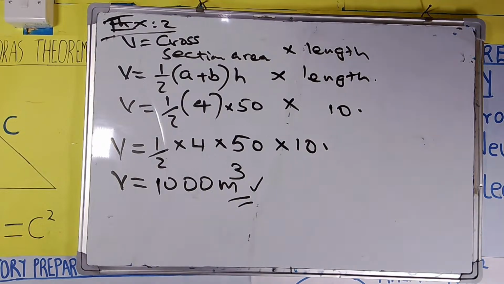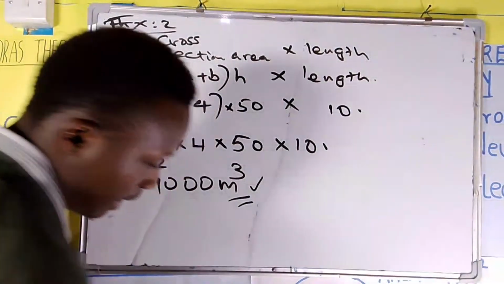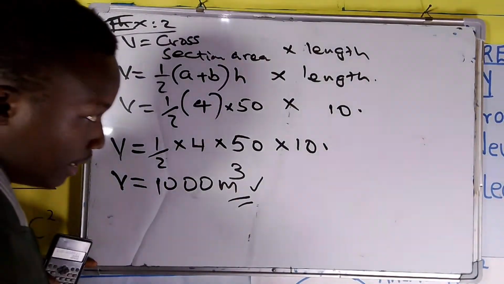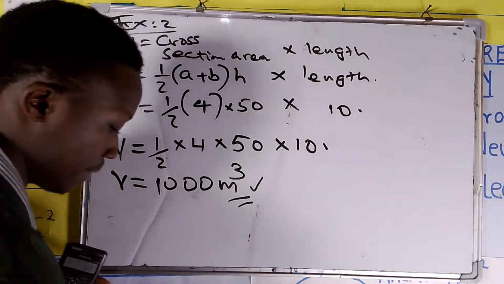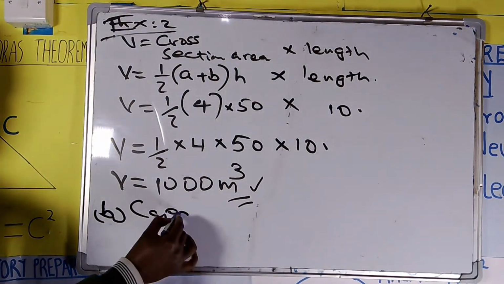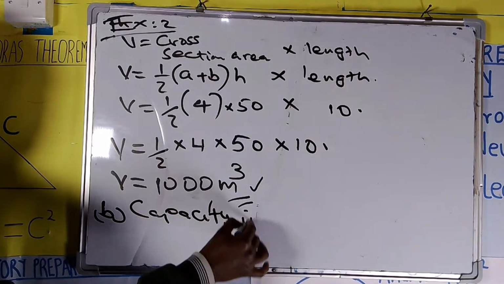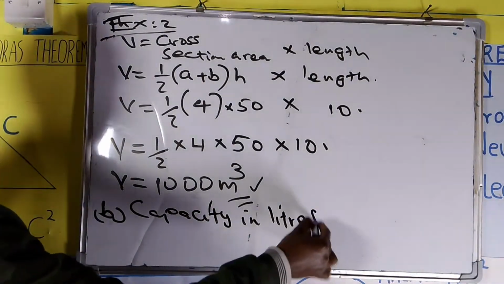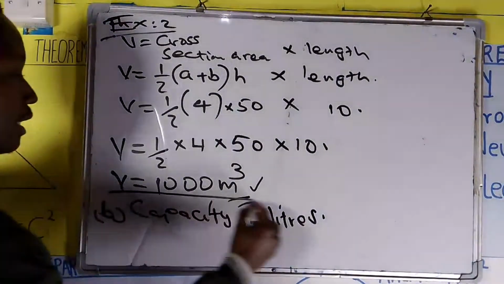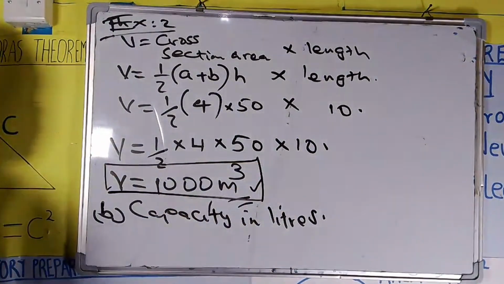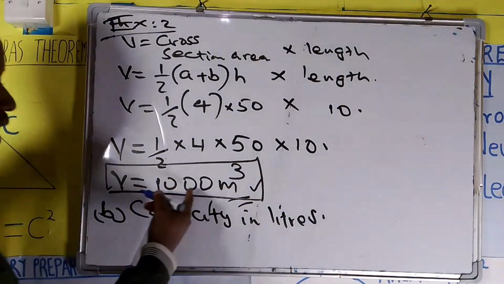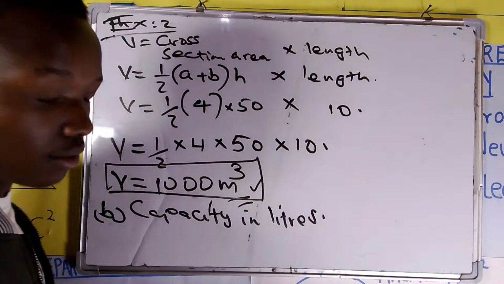After we determine the volume, the next thing we are going to determine is the capacity in liters. Part B is asking for the capacity in liters. So check this one out. We have already determined the volume, which is 1000 meters cubic. So we now need to convert meters cubic into liters.